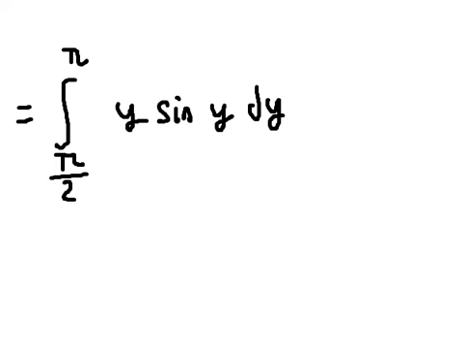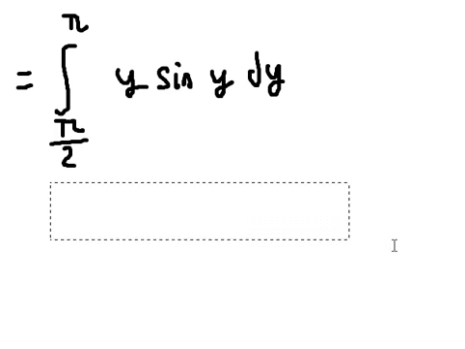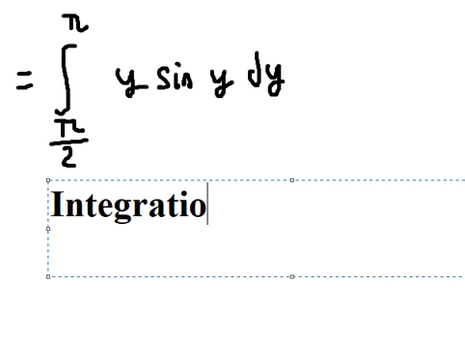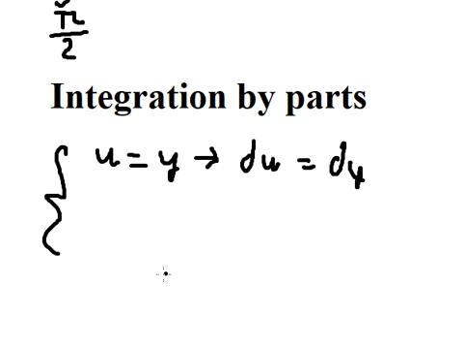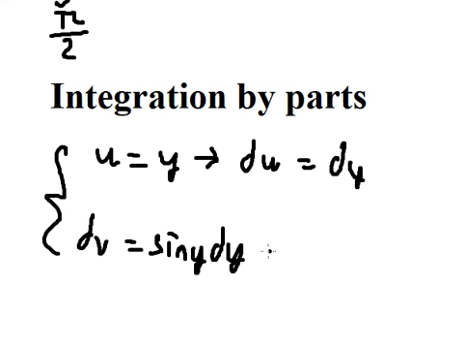Next, we can use integration by parts. So I will put u equals y. So we do first the derivative for both sides, and we have du equals dy. dv, that is sine y dy. The integration of this one, we have v equals negative cosine y.